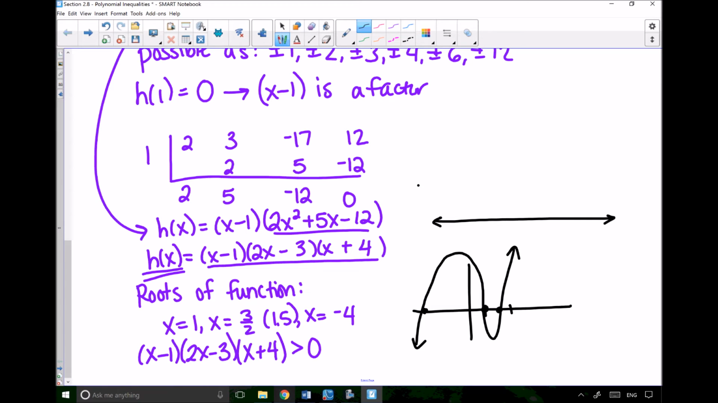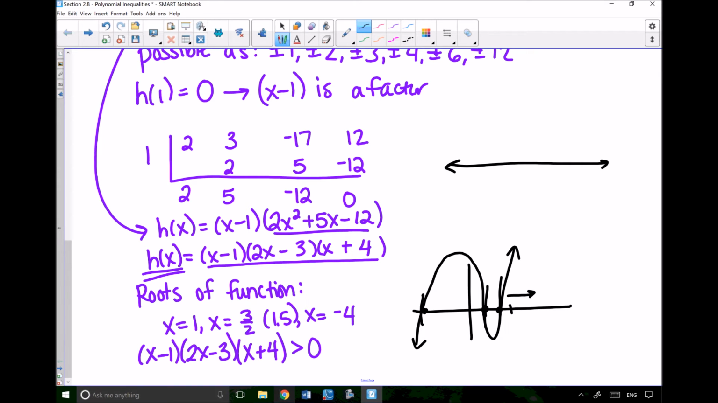So based on that information, I can figure out, well, it's above sea level from negative 4 all the way to 1, and then it'll be above sea level again from 1.5 on. Okay, but how do I check this on a number line? Because sometimes you're not going to always want to graph everything out, but that is definitely an option that you have if you want to.